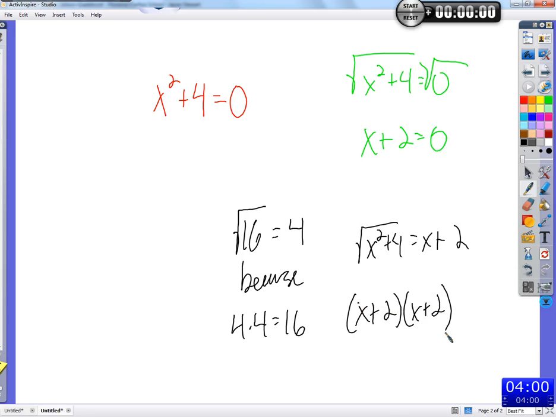If I multiply this together, do I get x squared plus 4? What do we get? x squared plus 4x plus 4. Okay. So close, but still not equal. Still doesn't do what it's supposed to do. So the square root of x squared plus 4 is not x plus 2, and x plus 2 squared is not x squared plus 4.